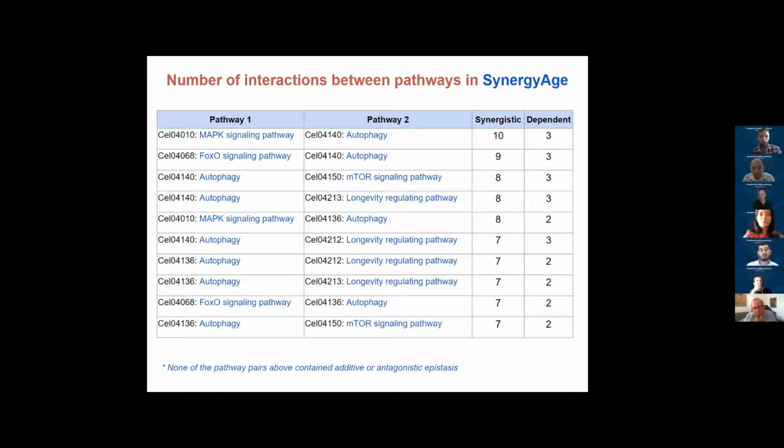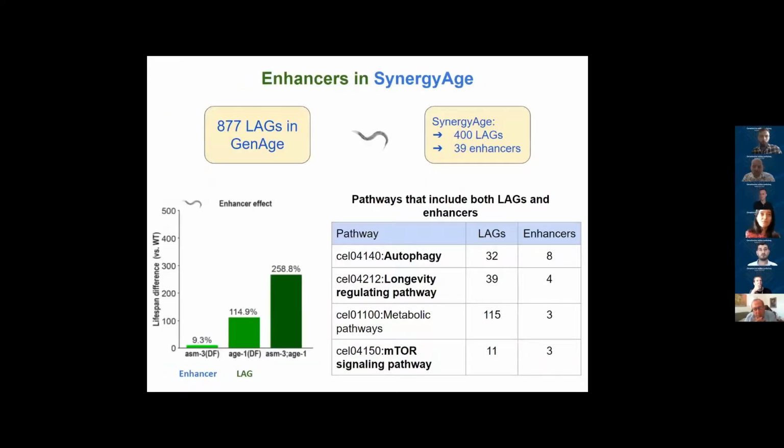Overall, this gives a broader view on how many synergies exist, but also how spread they are over basic processes and biological pathways. An interesting fact is that not all genes in SynergyAge are actually longevity genes themselves. Some genes have small effect on lifespan, which we define as less than 15%, but can be synergistic with a LAG. We have termed these enhancers, and there are quite many of these in SynergyAge, about 10% of the total number of genes. And similarly to LAGs, they can also be found in some of the pathways mentioned before.